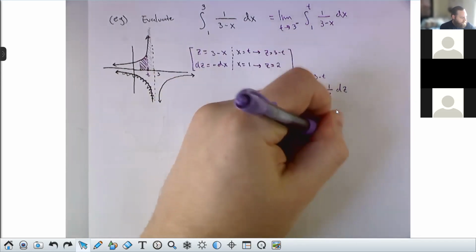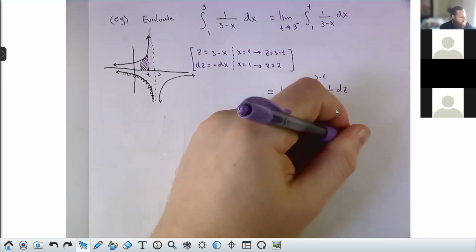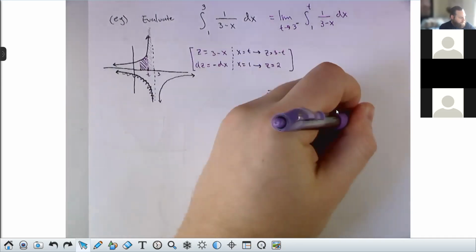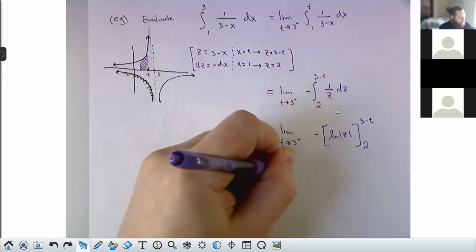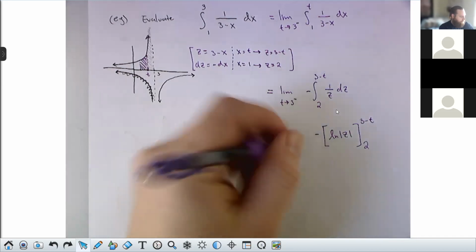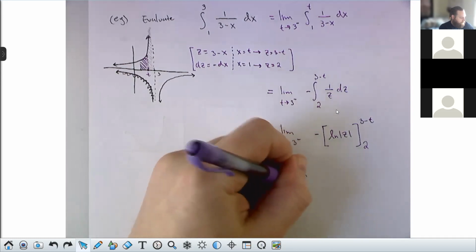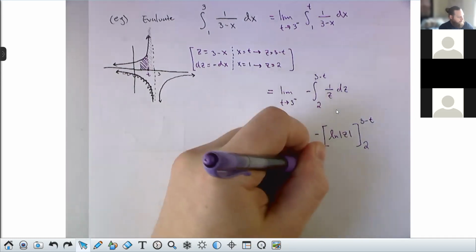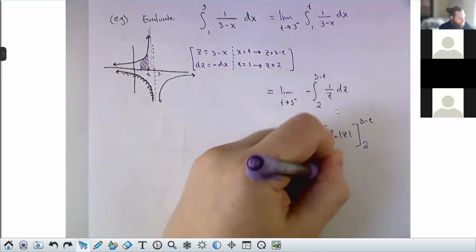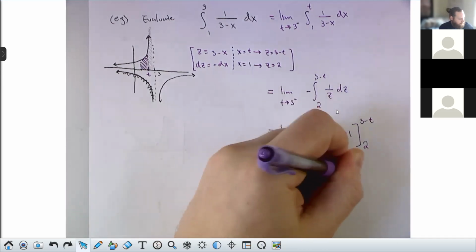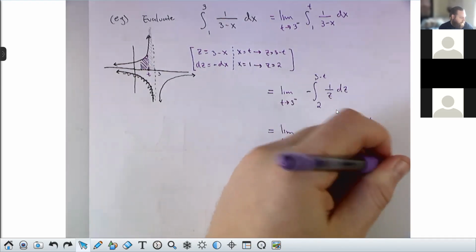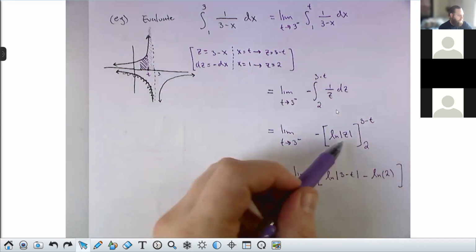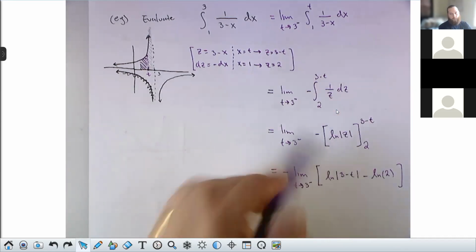Antiderivative for 1 over z is the natural log of the absolute value of z, and we're evaluating this from 2 to 3 minus t. I can pop the negative out past the limit, and then plug in these bounds, and we'll have the natural log of the absolute value of 3 minus t minus the natural log of 2. And since 2 is positive, we don't need absolute values here, right? The absolute value of 2 is just 2.